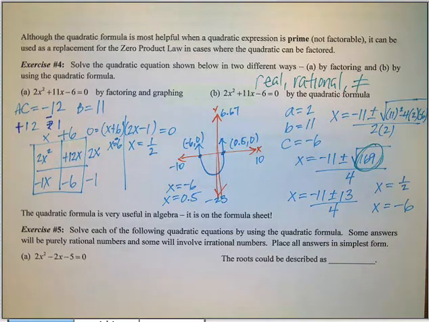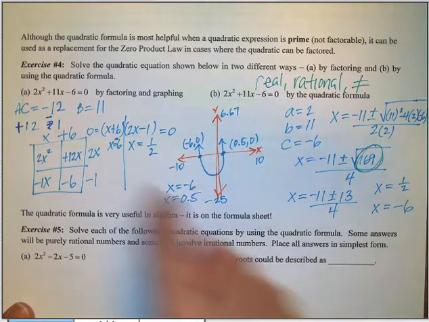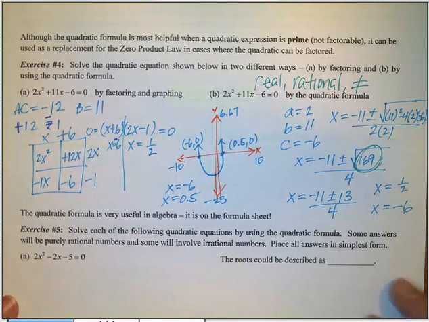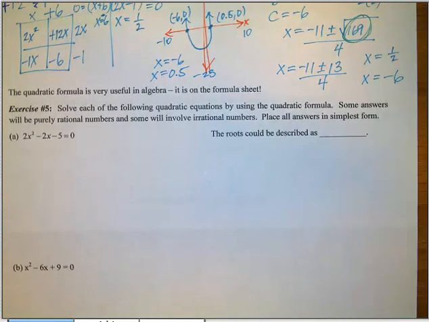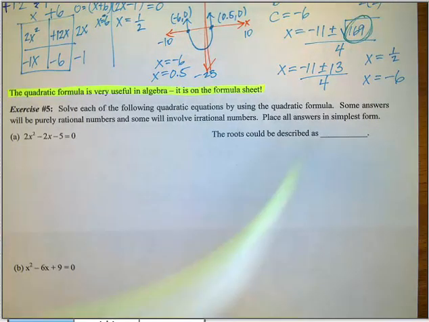Okay, so that's how we describe those roots. Our answers, or our roots, are 1/2 and negative 6, which we got 3 different ways. So some of the decisions you have to make is how you're going to solve a quadratic. All right, let's try exercise 5. But notice the quadratic formula is useful in algebra. And it's on your formula card or your formula sheet. So you do not have to memorize it.